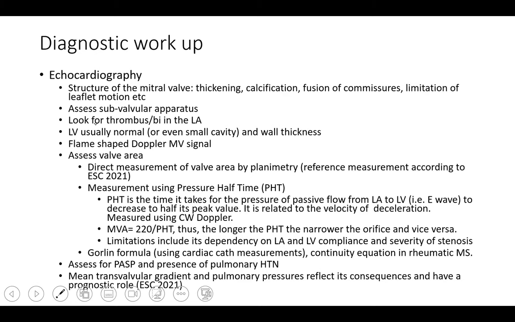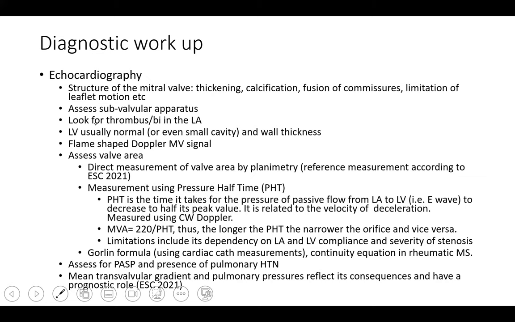So what is this pressure half time? Pressure half time means the time it takes for the pressure of passive flow from the left atrium to the left ventricle, so passive flow, not the active atrial kick, right? Which is basically the E wave when we do mitral valve Doppler interrogation, to decrease to half of its peak value. So how much time it takes to decrease to half its peak value, because it is related to the velocity of deceleration.